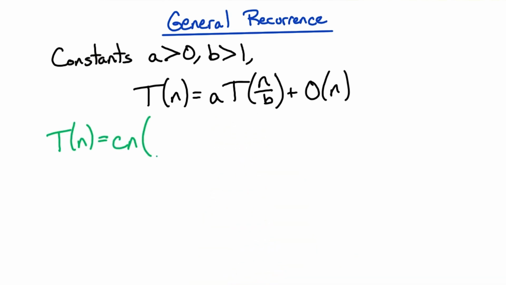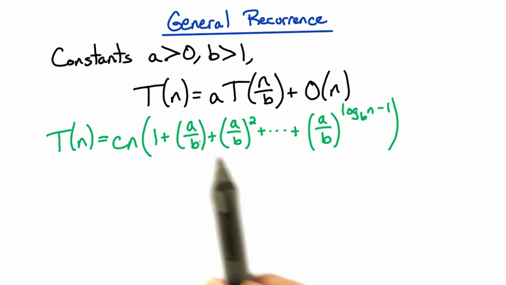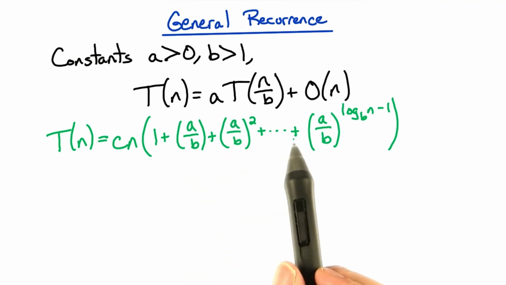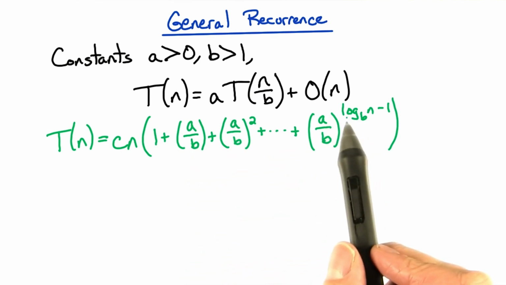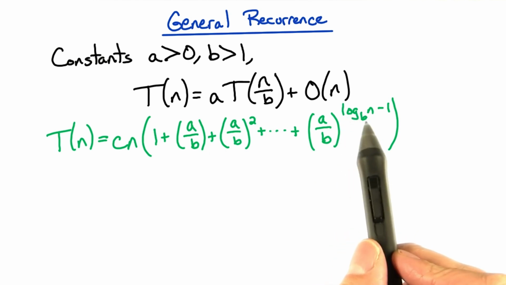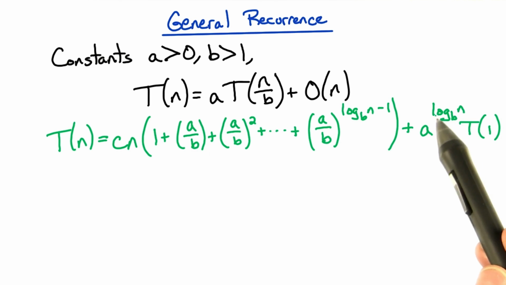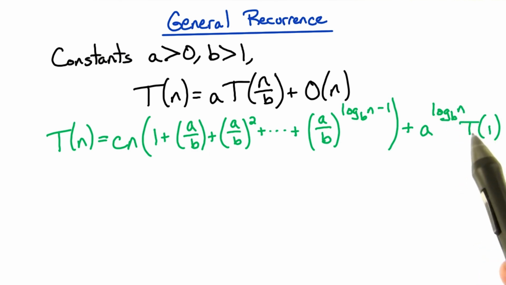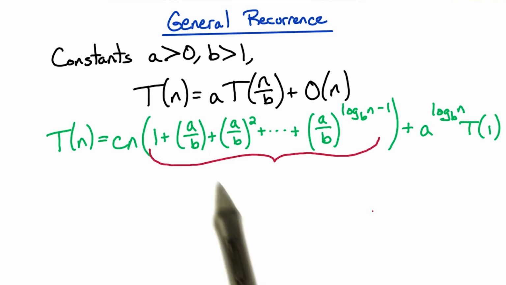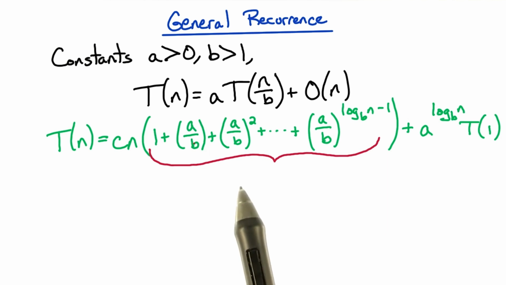Now when you expand this out, you get c times n from this order n times the following quantity, 1 plus a over b, plus a over b squared, and so on up to a over b to the power log base b of n, where it's going to stop. And the last term is going to be a raised to the power log base b of n times T of 1, which is order 1. Now the key is what happens for this geometric series. It depends on whether a over b is greater than 1, equal to 1, or less than 1.